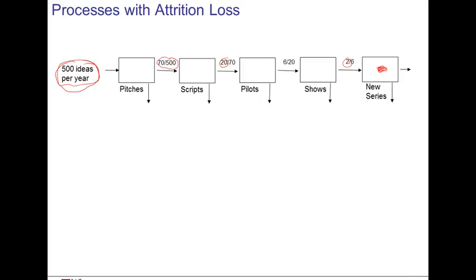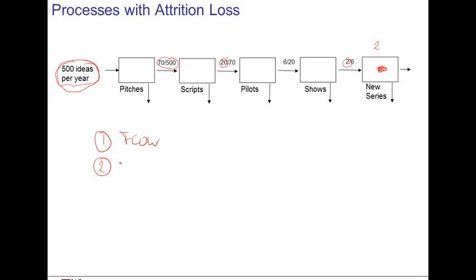For this reason, it is misleading to look at the capacity at each of these 5 steps and pick the lowest one as the bottleneck. Instead, we should do a similar calculation as we did before. This starts by first calculating the flow of ideas to each of the 5 units. Only 2 of these 500 will make it all the way to the new series production.